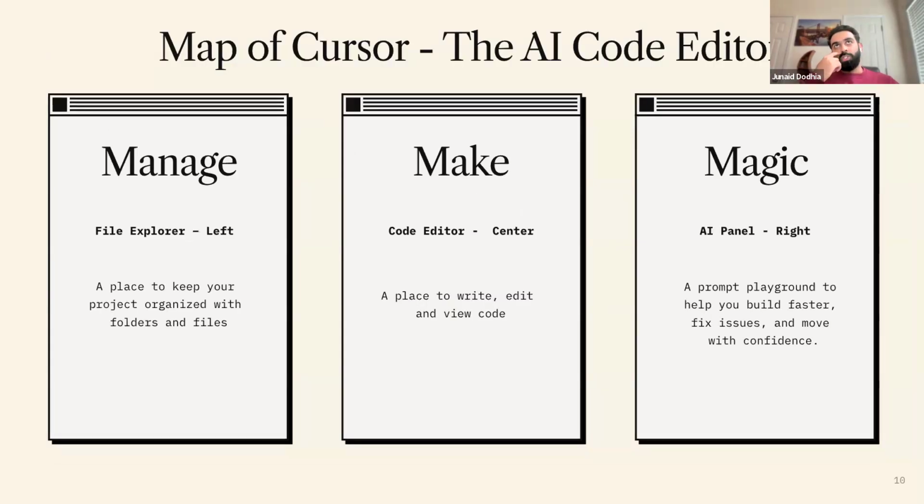So I said Cursor is an AI code editor, and the screen is divided into 3 panels. The left side of the screen is a file explorer. The right side of the screen is the AI chatbot. And the center of the screen, for people who like Figma, think of it as your canvas where you're going to write code.